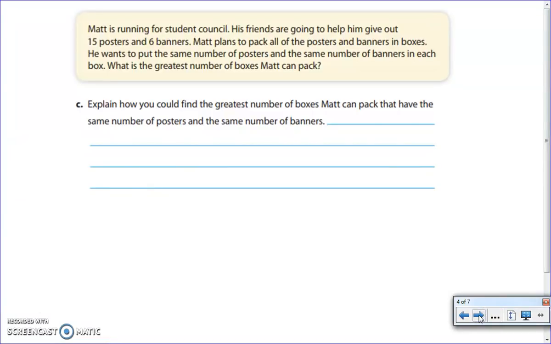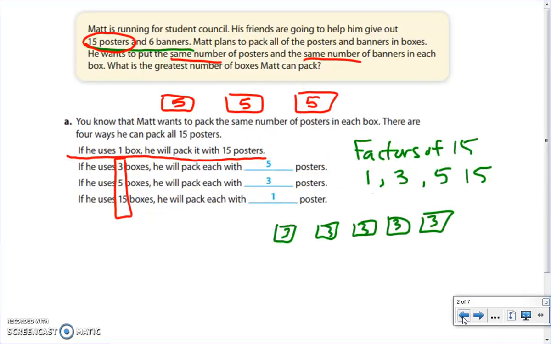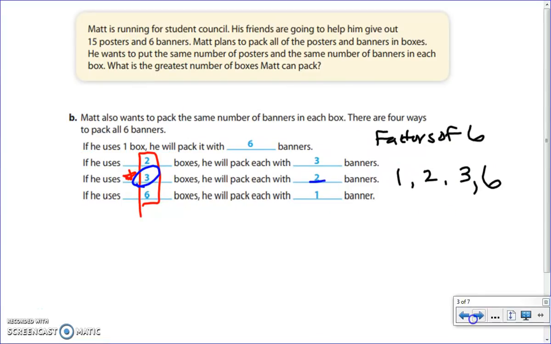So it says, explain how you could find the greatest number of boxes that Matt could pack that have the same number of posters and the same number of banners. Well, like I said, I see that you could do 3 boxes with the banners, and you could do 3 boxes with the posters. And so if I did 5 posters in each box, and 2 banners in each box, there would be 3 boxes.